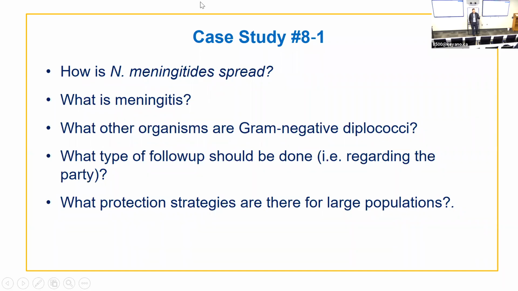What other organisms? I guess we mentioned that Neisseria gonorrhea is also a gram-negative diplococcus. There are others, but those are kind of the main two gram-negative diplococci that affect human health. Like I said, there's a few others, but they're just not that common. So these are the two that are really worth knowing. Last question, what protection strategies are there? Anyone know how we can protect ourselves against Neisseria meningitis?